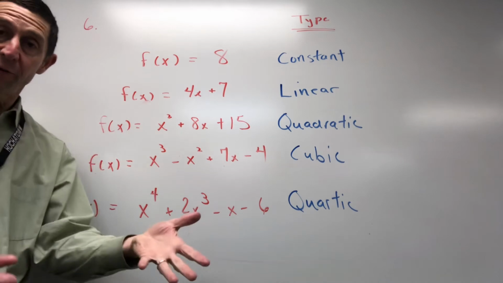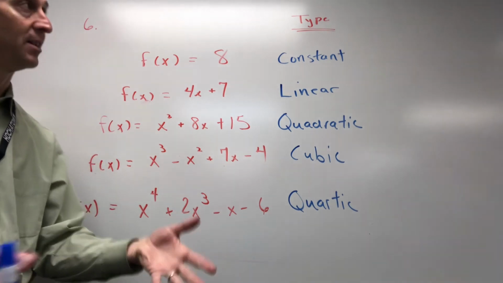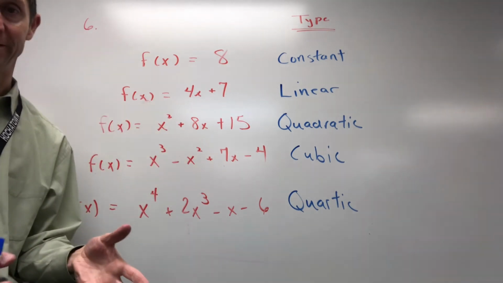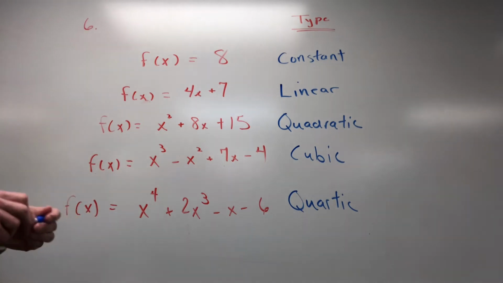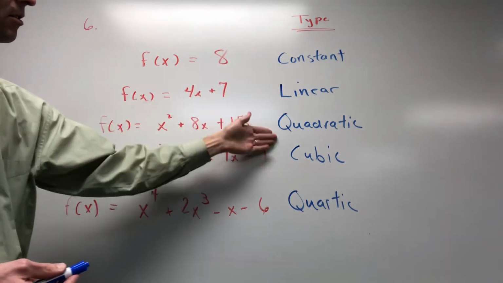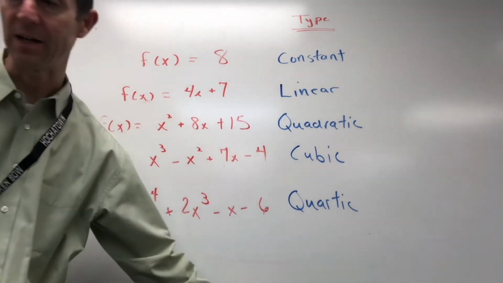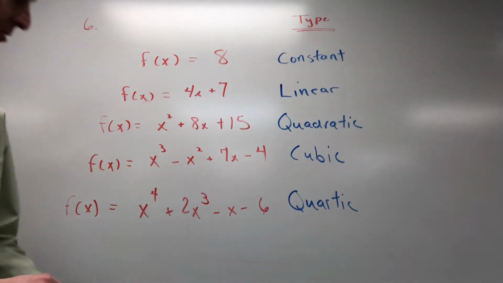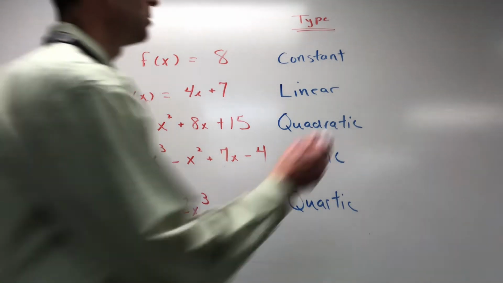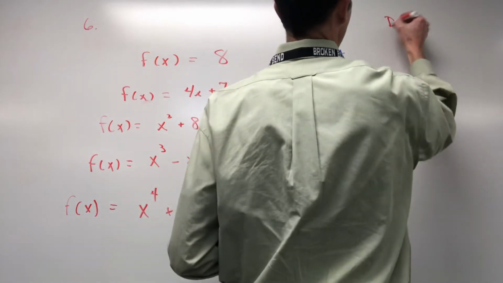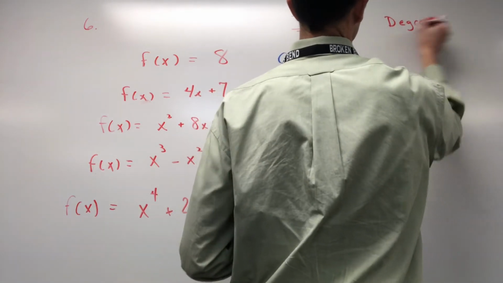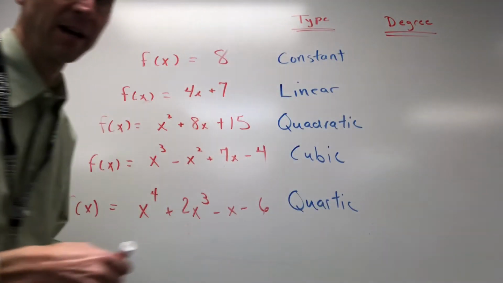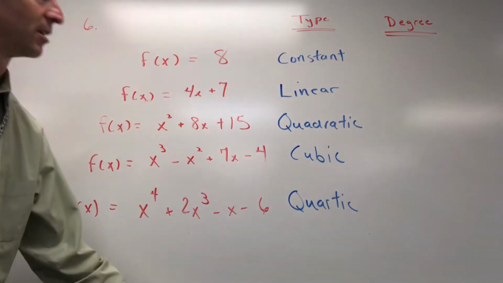So you get functions given to you today, and then you've got to label what type it is. So we've got to come up, is it constant, linear, quadratic, cubic, quartic? That's our job on a lot of these. All right, and while we're at it, I'm going to show you how to find the degree of the function. Let's put degree right here, right next to the type.